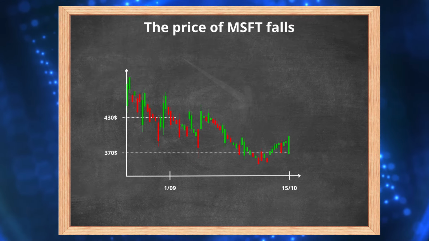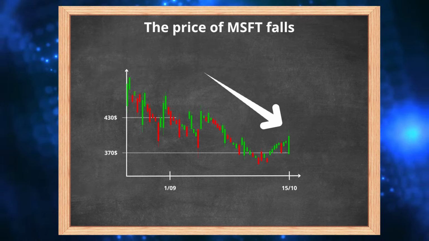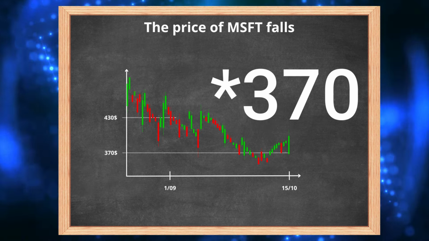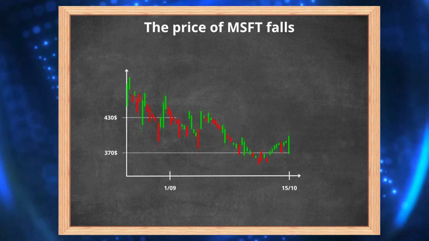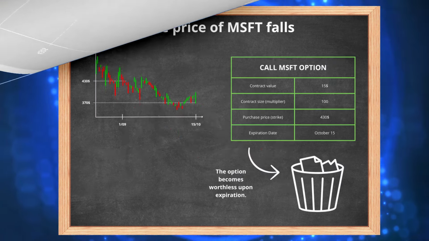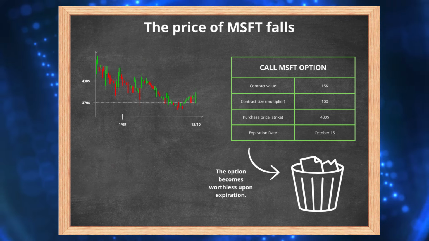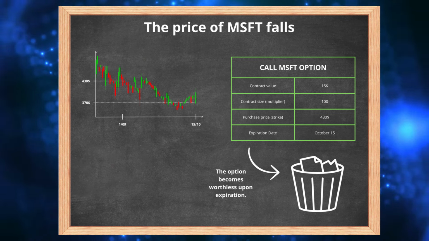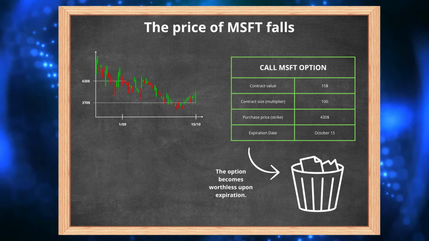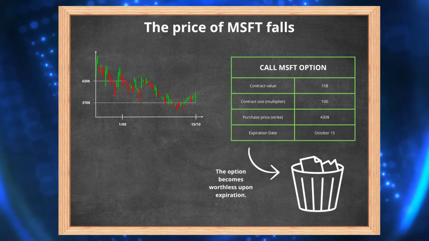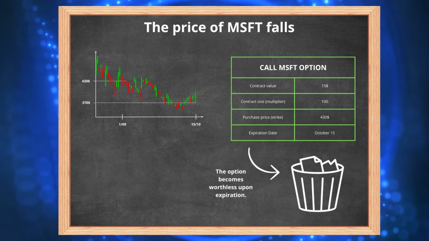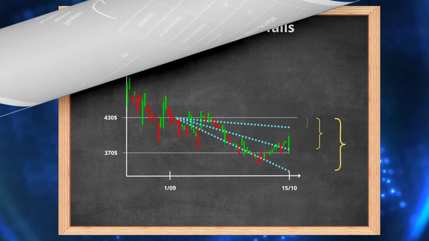If Microsoft stock declines in the following weeks and it's trading at $470 at expiration, the option holder won't exercise the call, as we discussed in the call option episode. In that case, the option expires worthless and you keep the full $1,500 premium.